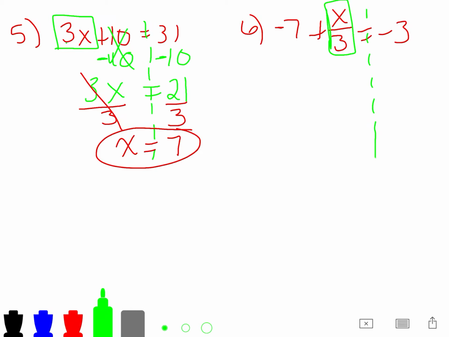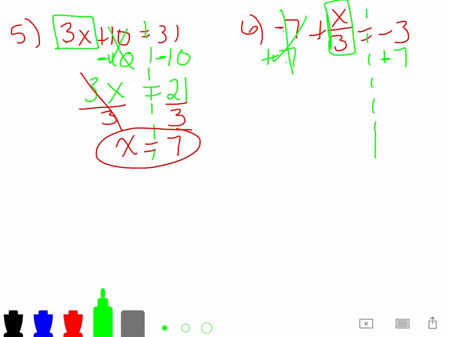What's the opposite of a minus 7? A plus 7. Because remember, we need to get those to cancel. If we did a minus 7, we'd have negative 7 minus 7, which is not 0, it wouldn't cancel. Anything we do to one side, we have to do to the other. So I'm going to bring that plus 7 over here as well. And now we're going to bring everything down.